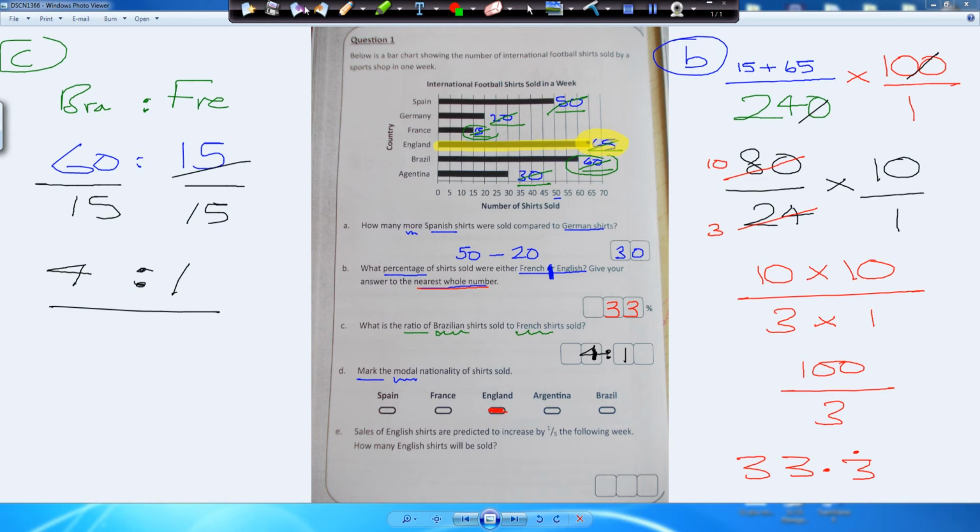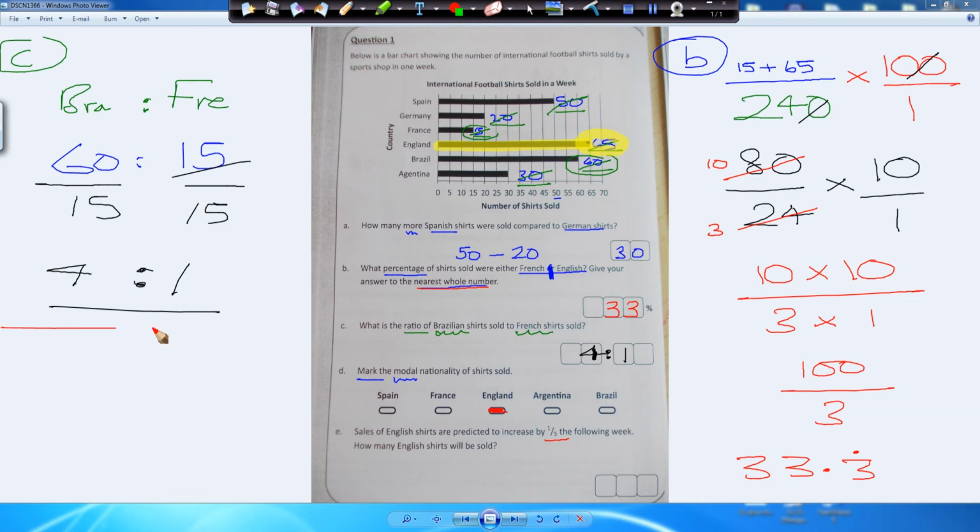Okay, the last one now, E. Sales of England shirts are predicted to increase by 1/5 the following week. How many English shirts will be sold? So we need to work out the total. So let's look at English. The English shirts are 65 currently. So if it's going to go up by 1/5, we can work out 1/5 of 65 and then add it on. Let's write that down.